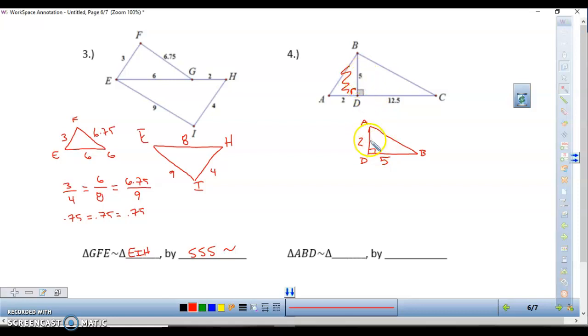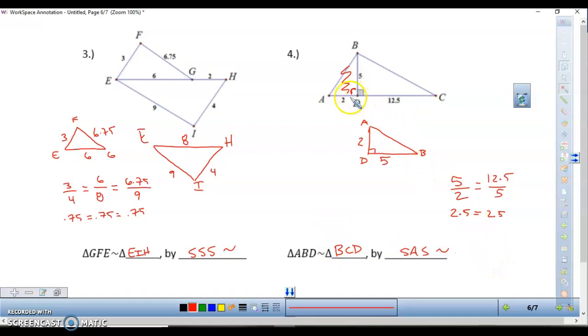So is 5 over 2 the same thing as 12.5 over 5? Well, 5/2 is 2.5, and 12.5 divided by 5 is also 2.5. So yes, those triangles are similar. And ABD is similar to BCD by side, angle, side similarity.